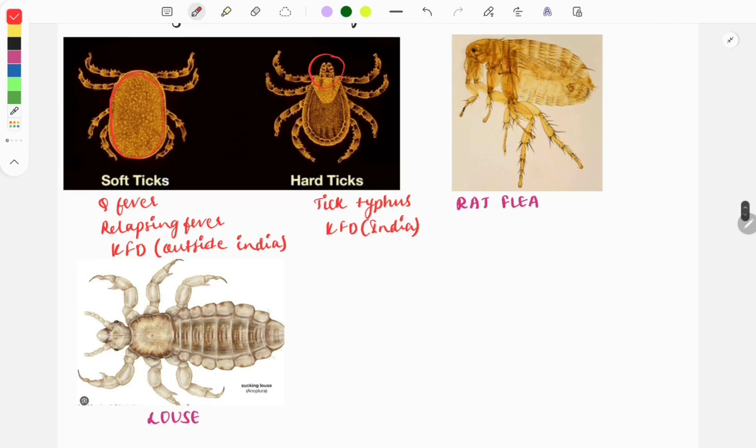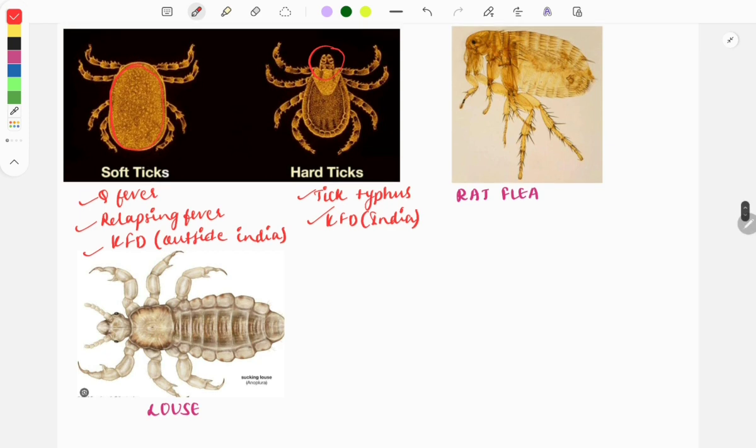The soft tick causes Q fever, relapsing fever, and KFD outside India, and the hard tick causes tick typhus and KFD in India. So these are some disorders caused by ticks. Along with these two important disorders, the hard tick also causes tick hemorrhagic fever and tick encephalitis.